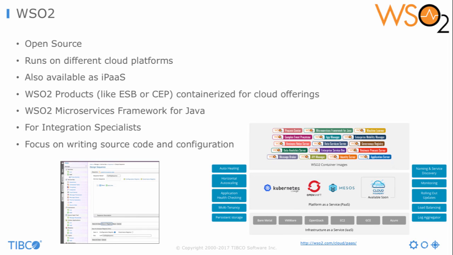WSO2 is another open source example where you can do a lot of microservice building, especially with coding and a little bit of configuration. Here you can also run it on Kubernetes, OpenShift, Mesos, and so on. So these two are really very coding based. If that's exactly what you want to do, then these might be the right ones.